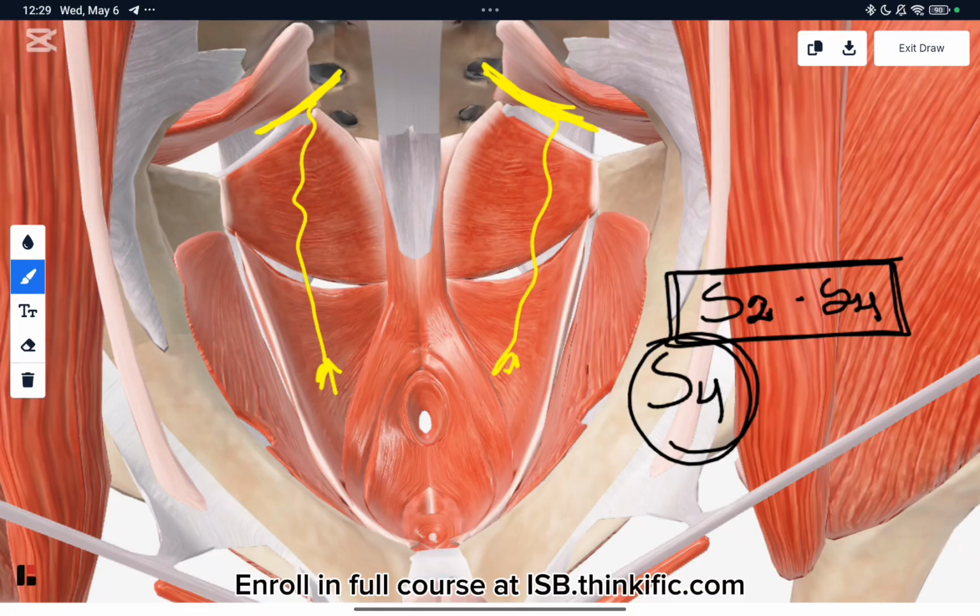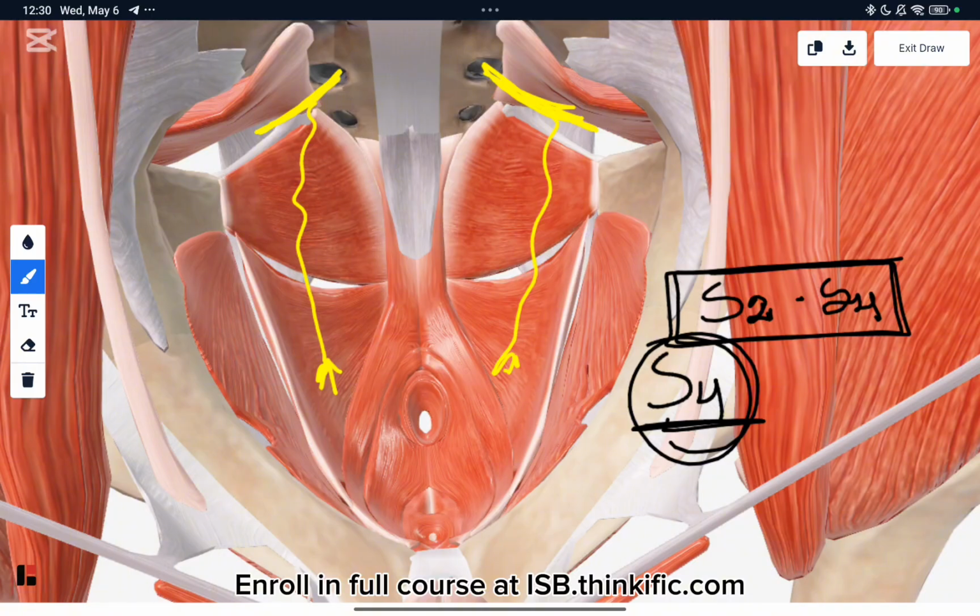Now, the key thing is that in the exam, they commonly love to ask this question: which of the following nerve root values supplies the pelvic floor? Is it S1, S2, S3, or S4? Remember, the main contributor is S4. You can remember it as S4 supplies the floor.